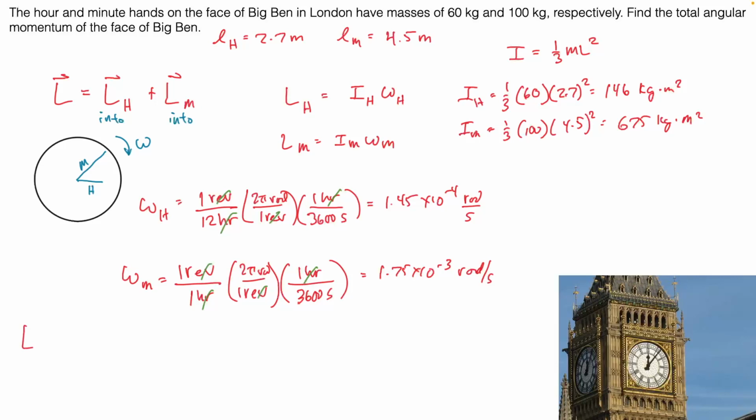Okay, so now we take the angular momentum of the hour hand and minute hand, and so that's going to be I hour, omega hour, plus I minute, omega minute. And now I just toss in a bunch of numbers. 146, and I got to get them all in the right spot, right? 146 times 1.45 times 10 to the minus 4 plus 675 times 1.75 times 10 to the minus 3. And this is the part where you are allowed to just sort of hope and pray that your calculator behaves, right? Everything up to this point has been human, and now the machine's gonna get in the way, and it's just gonna be bad.